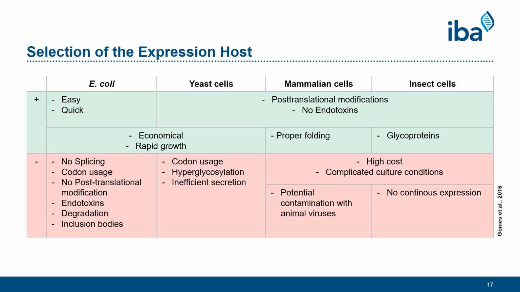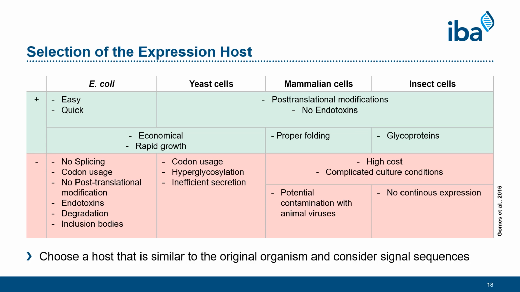Special equipment is necessary, raising the costs, and contamination with animal viruses is possible. Especially for insect cells, the expression is not continuous, so you have to transform the insect cells anew from time to time. To sum up, I would recommend choosing a host that is similar to the original organism of the target protein, since that guarantees a correctly folded, modified, and secreted protein.